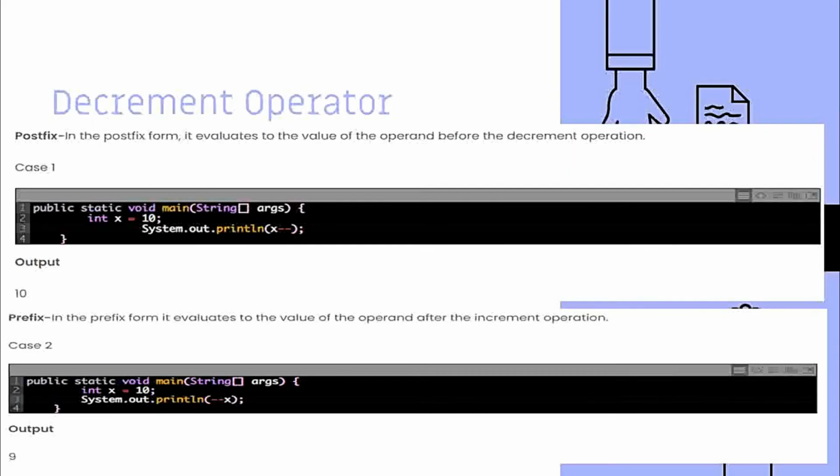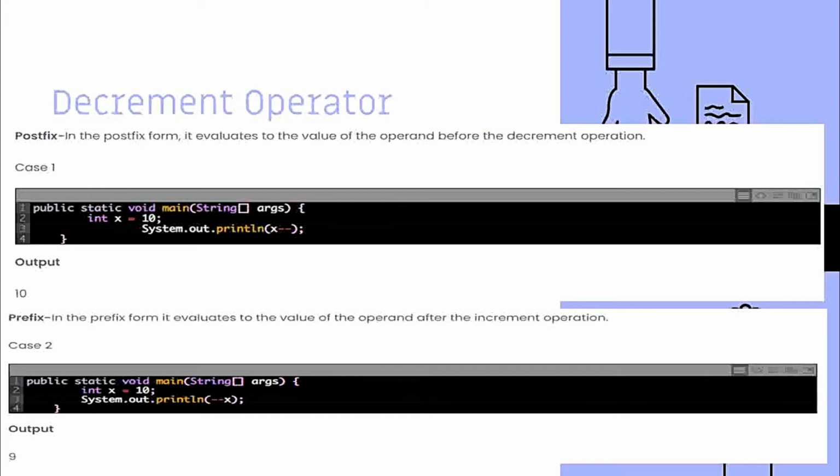Now, the decrement operator. It works similarly, but it decrements the value. The operator is also a unary operator that decrements its operand by 1. This operator can be used for both postfix as well as prefix, same as the increment operator. In the postfix form also, it evaluates the value of the operand before the decrement operation.